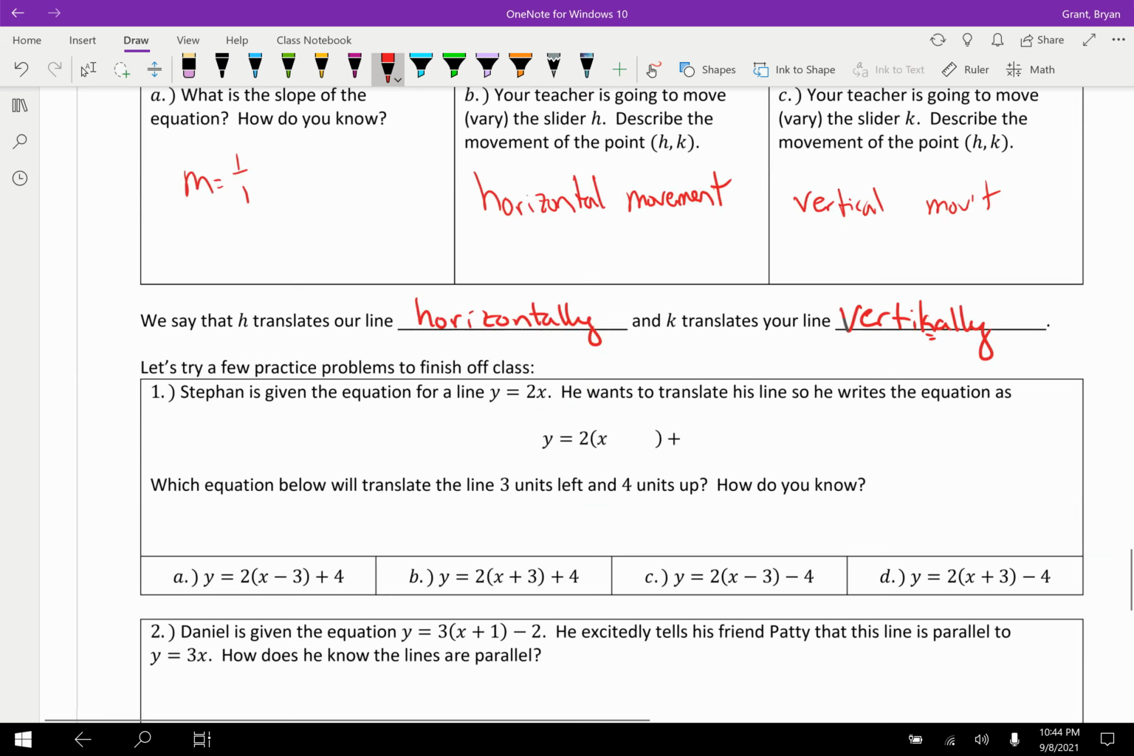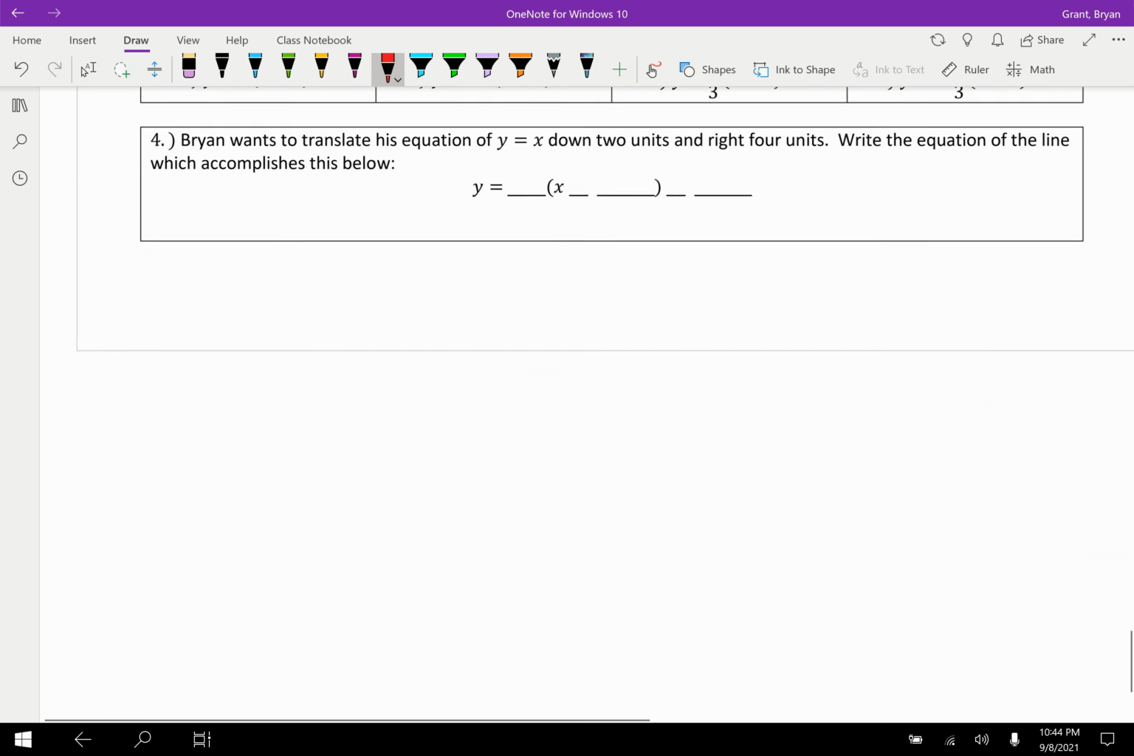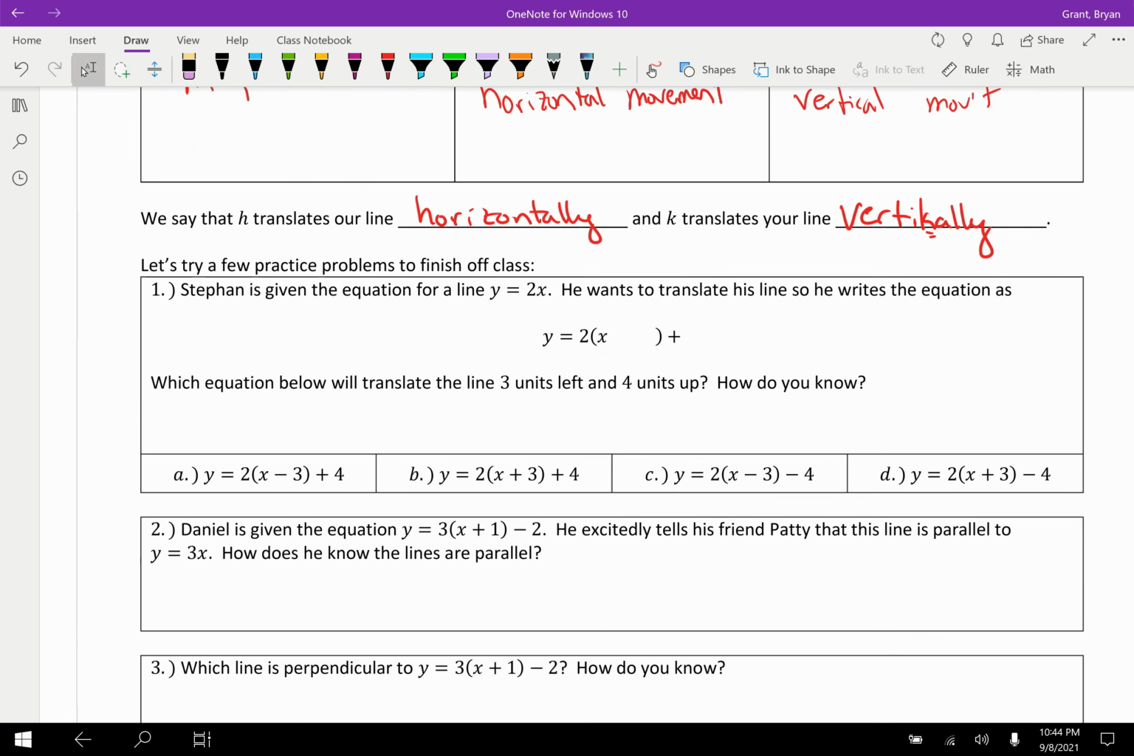All right, let's do a couple practice problems to finish off class. Problem 1. Stefan is given the equation for a line y equals 2x. Well, isn't that actually how we started today? We had the graph of 2x.